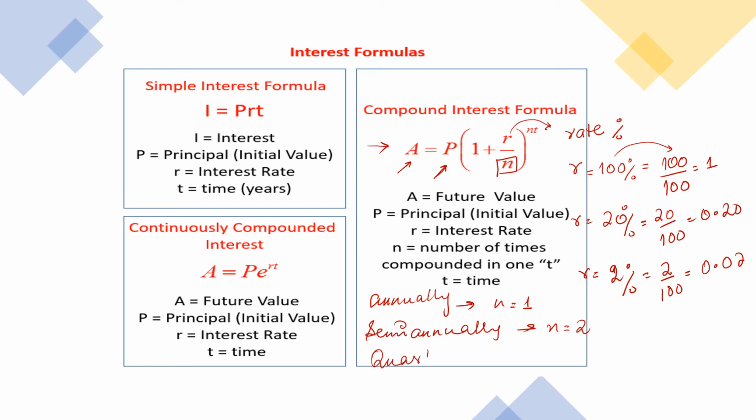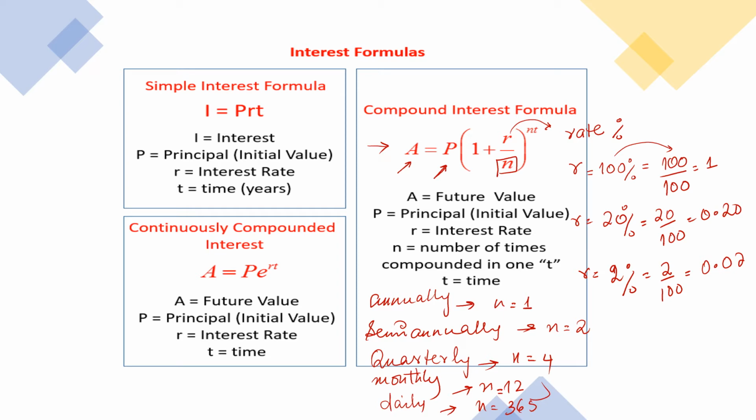Similarly, for quarterly, you know there are 3 months, 3 months, 3 months, 3 months, so 4 quarters in 1 year. That's why you will take N equals 4. For monthly, you will use N equals 12. And if they say daily, of course, N will be equal to 365.